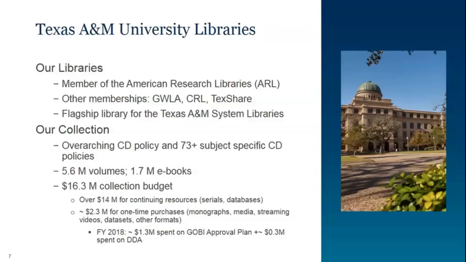In the last fiscal year, our collection expenditures included over $14 million for continuing resources, serial and database subscriptions, and over $2.3 million for one-time purchases, which includes print and ebooks, streaming videos, music scores, data sets, and other one-time purchases. In the last fiscal year, we spent $1.3 million on approval plan books and over $300,000 on demand-driven acquisition titles. And I'll turn it back to you, Ashley.